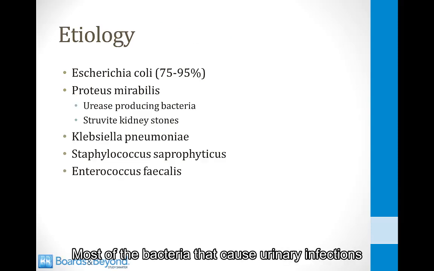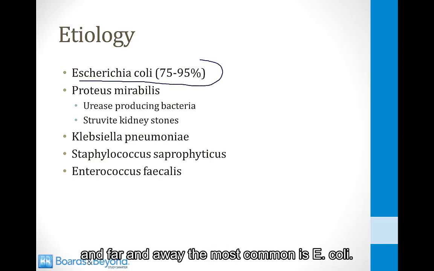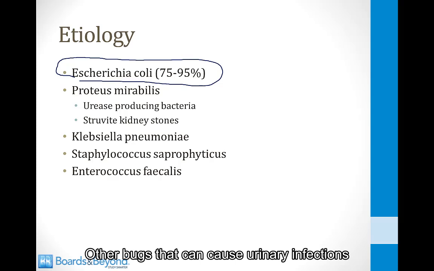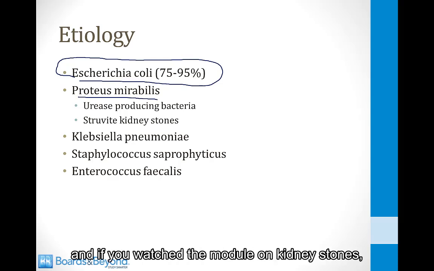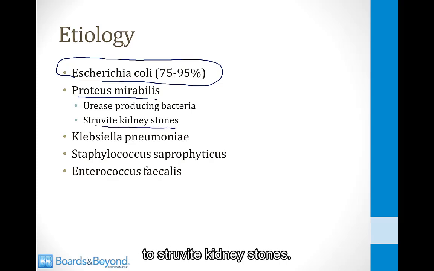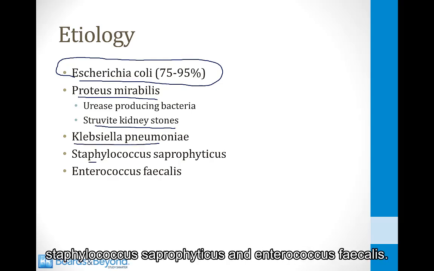Most of the bacteria that cause urinary infections are enteric bacteria, and far and away the most common is E. coli. It causes about 80 to 90% of all urinary tract infections. Other bugs that can cause urinary infections are Proteus mirabilis. This is a urease-producing bacteria, and if you watch the module on kidney stones, you know that this is the bacteria that can lead to struvite kidney stones. And then some other occasional causes of urinary infections are Klebsiella pneumoniae, Staphylococcus saprophyticus, and Enterococcus fecalis.